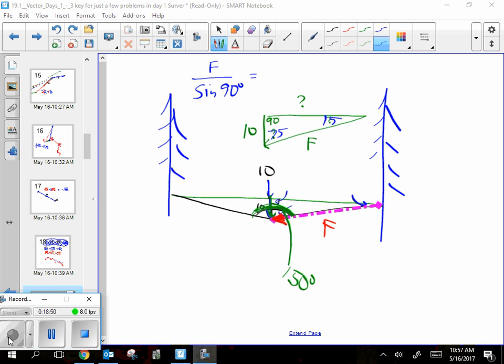All right, so here's our setup for this. This had to be 75 because it was half of the 150, and that's 15. So it's F over sine 90 equals, we might as well do one of the other sides that we know, so that's 10 over sine 15.